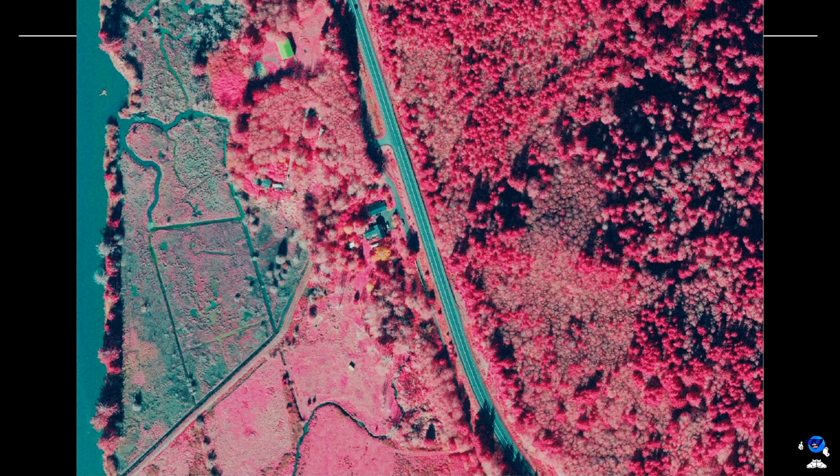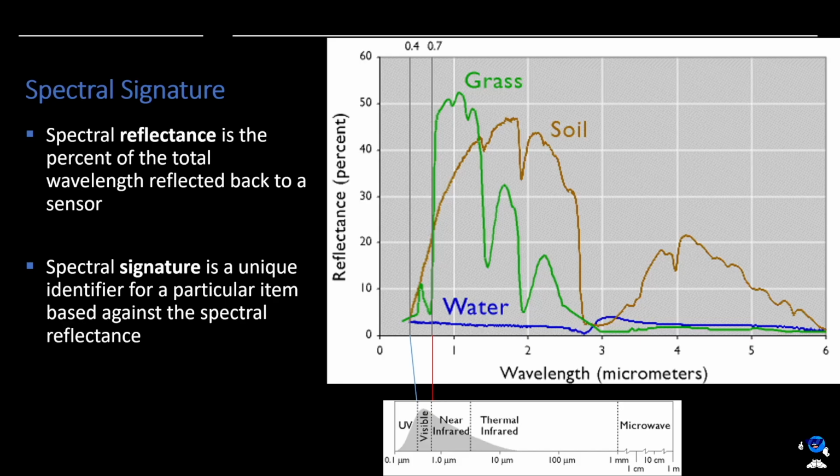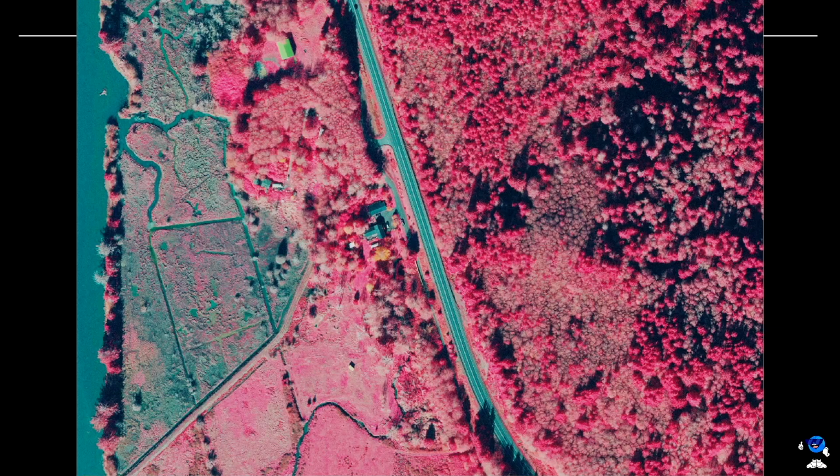The next example shows a contrast in vegetation health as well as diverse plant species. I don't know if there is a next example. Okay, so cut it at 30 minutes. Okay.